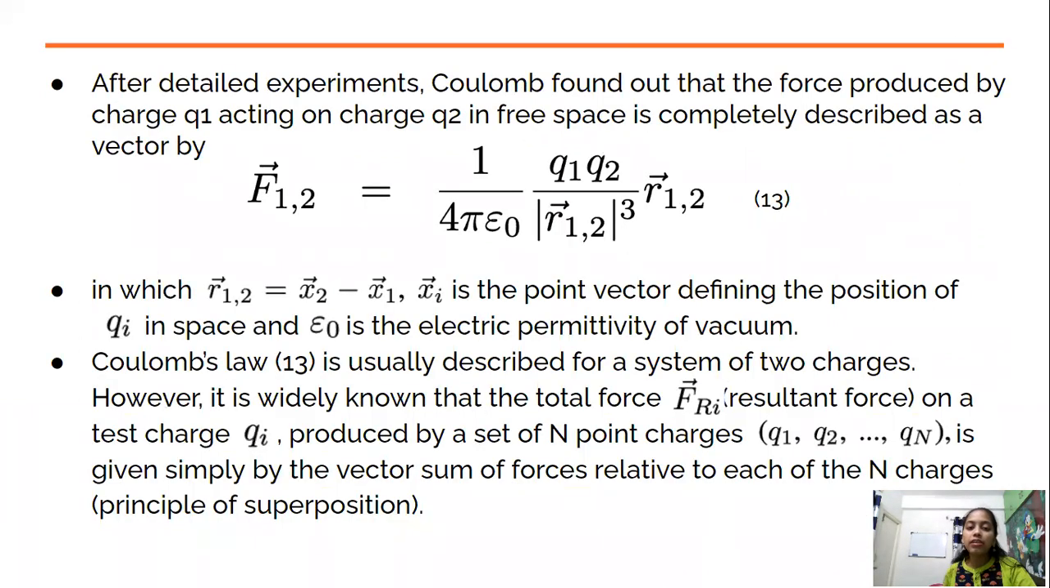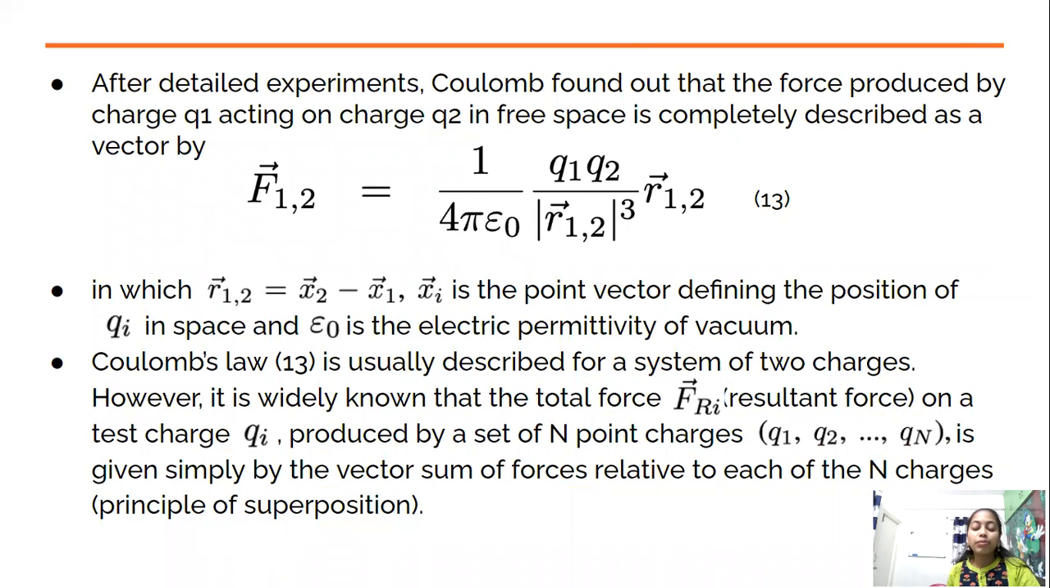particles. After detailed experiments, Coulomb found that the force produced by the charge Q1 acting on the charge Q2 in free space is completely described by the vector F12 equals 1 by 4 pi epsilon naught times Q1 Q2 by the magnitude of R12 cubed times R12, in which the vector R12 equals X2 minus X1, where Xi is the point vector defining the position of Qi in space, and epsilon naught is the electric permittivity of vacuum.